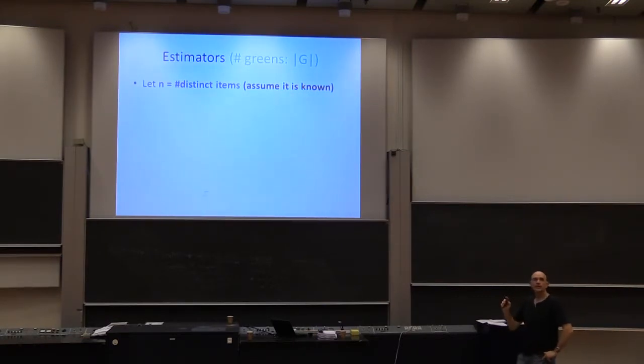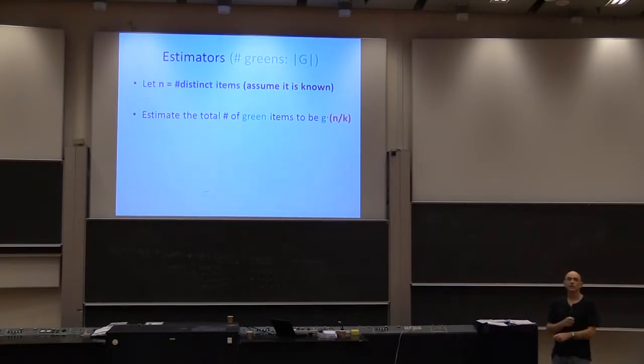So let's assume for a second that you know n, the number of distinct items, and you want to estimate the total number of some subset, say the green items, from your sample. This particular setting is very simple, very easy to do, and very intuitive. Look at your sample. You have k items, the k smallest according to some hash function. And from this sample, I want to estimate the number of green items in the population, in the large set of distinct items. So what would you do?